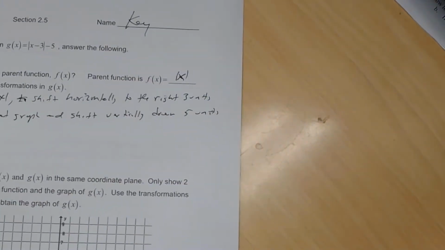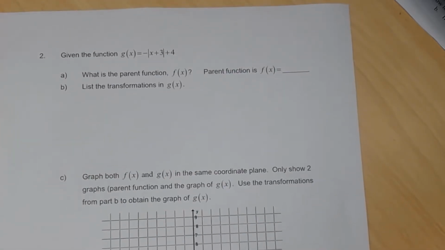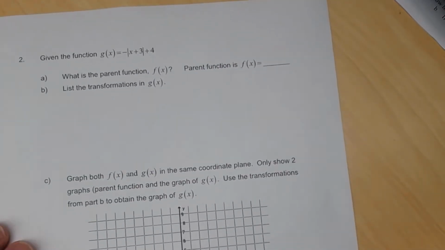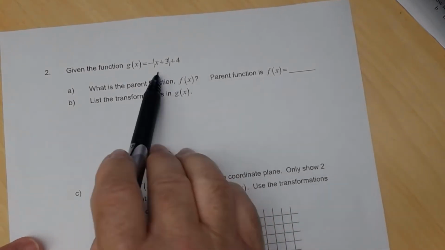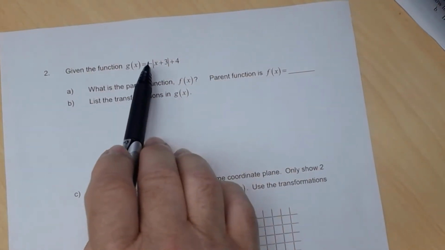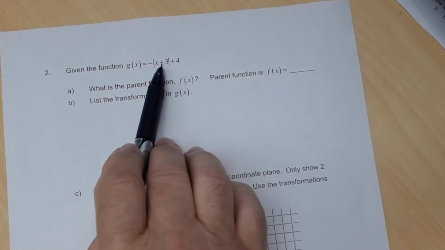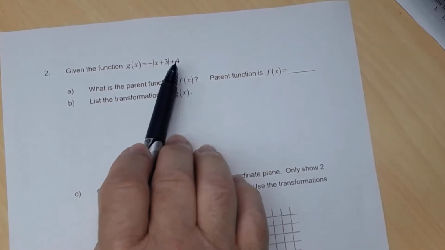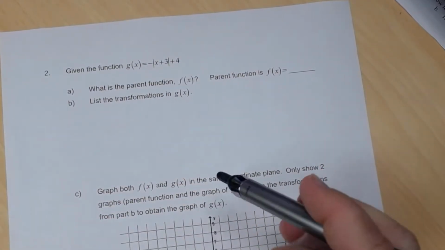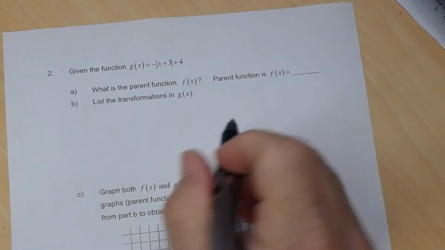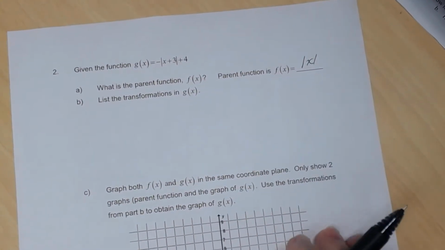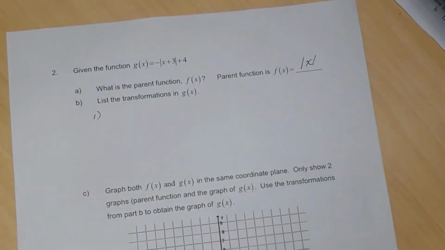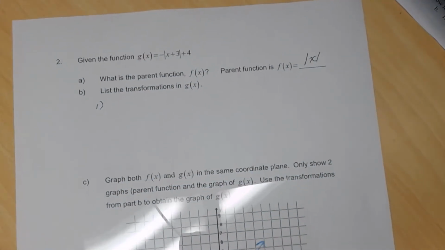So again, we're still talking about absolute value functions. Now this time there are 3 transformations on this. Notice there's a reflection about the x-axis, there's a horizontal translation, and then there's a vertical translation. Okay. So again, the parent function will be the absolute value of x, so you must have that there. Now remember, there are going to be 3 things we're going to do.